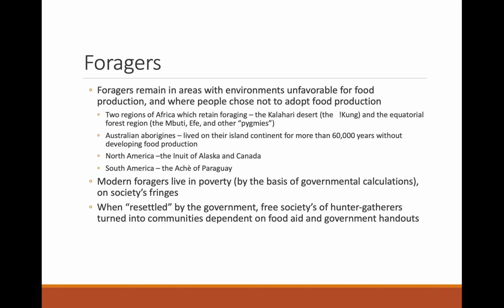So when we look at economic stratification the world over, right, we talked about how states are characterized by this highly stratified society that uses some sort of arbitrary designation or currency, right? When we talk about those people that fall at the lowest of the low, those who are poorer than poor, almost all of these are hunter-gatherers that have been settled into communities dependent on food aid and government handouts. So in India, if we talk about the untouchables, for example, those are ex-foragers.